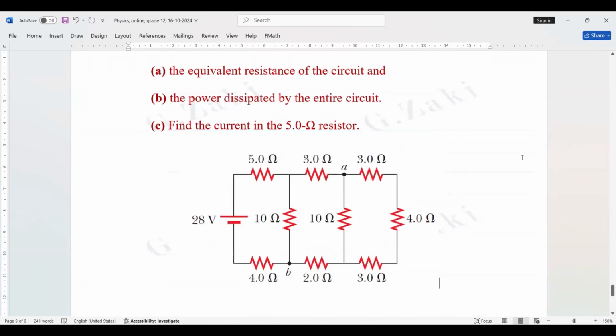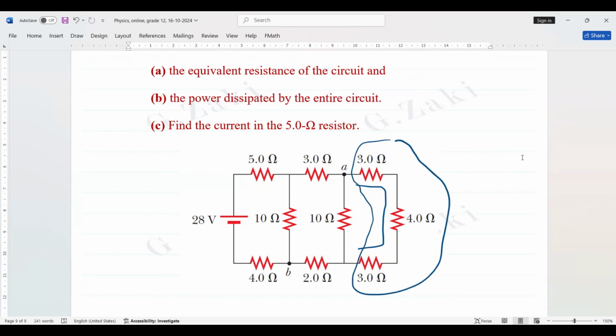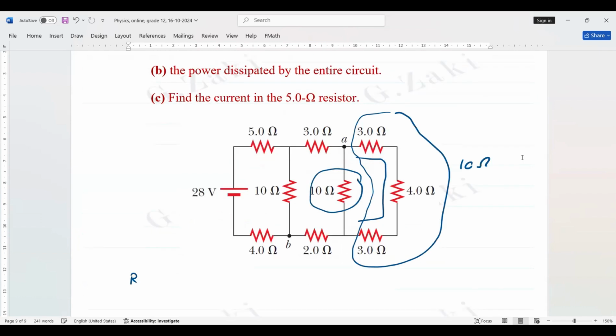I said yesterday, how can you differentiate between the parallel connection and series connection? Same current series, different current parallel. Here the current is the same. Then 3, 4, and 3 are connected in series. We add them up. So 3 plus 4 plus 3, it's 10. Then we replace all of this by 10 ohms. 10 ohms and 10 ohms are connected in parallel. Then we can get R total. This is R total 1.